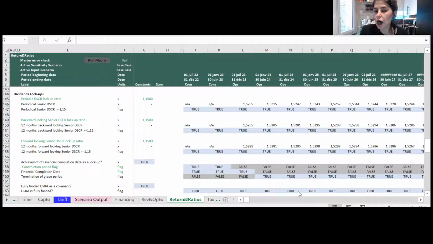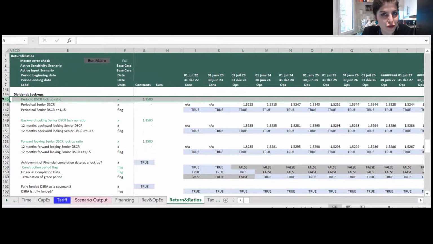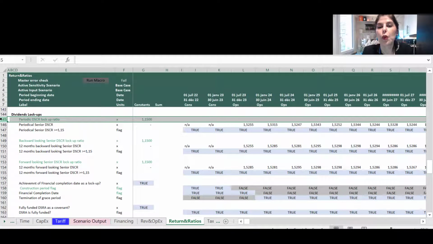Okay, now I am in my calculation sheet. That's where I want to calculate these flags, so that I make sure that the debt ratios are met before I distribute any dividend. So the first condition is that the periodic debt service cover ratio is greater than 1.15. That's specific to this project. You can have 1.2 or whatever, okay? In my project, I have 1.15.